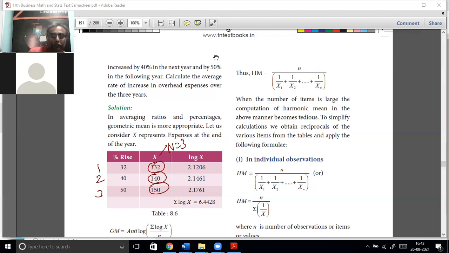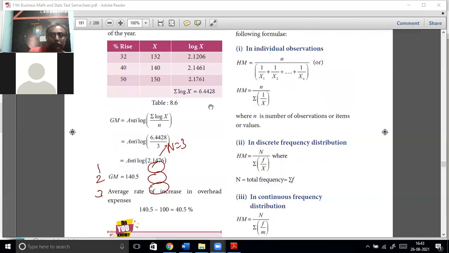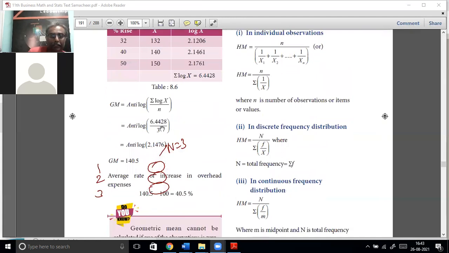So what you do? You take the log, then you divide by 3, and then you find the anti-log. Okay. 6.44 divided by 3 is 2.1476. Anti-log of 2.1476 is 140.5. Okay. Now the geometric mean is 140.5.